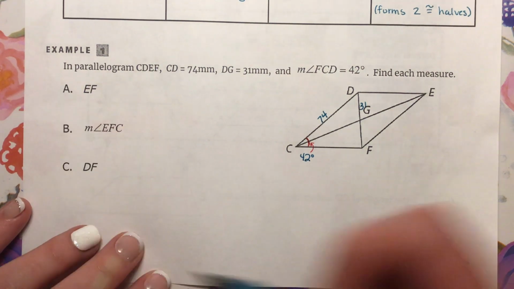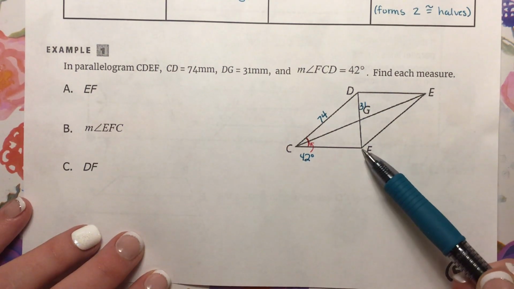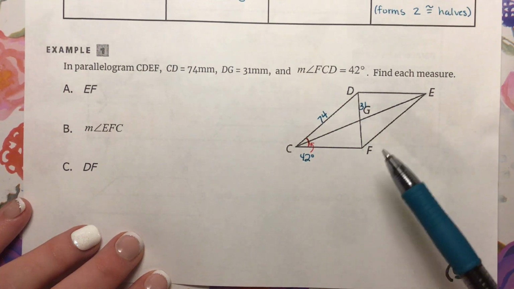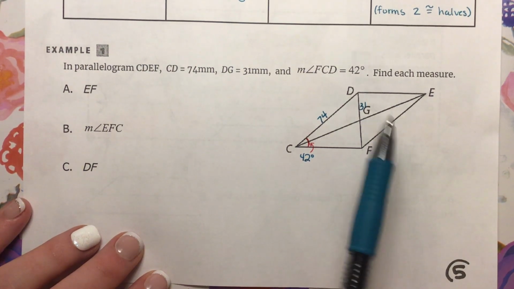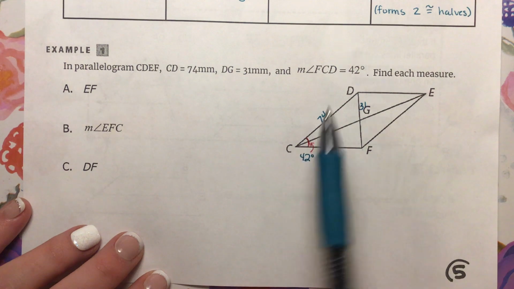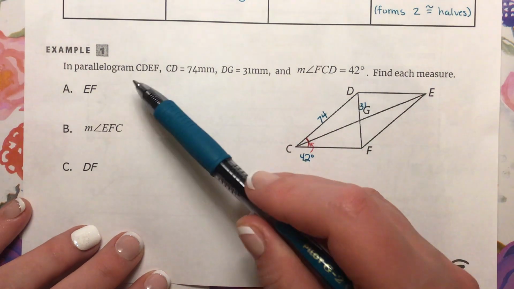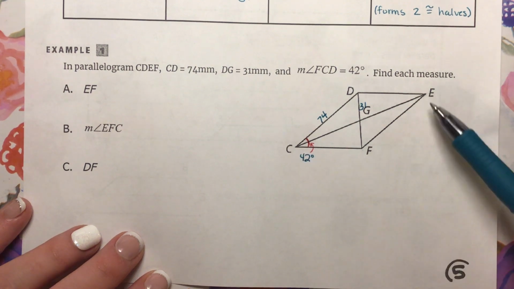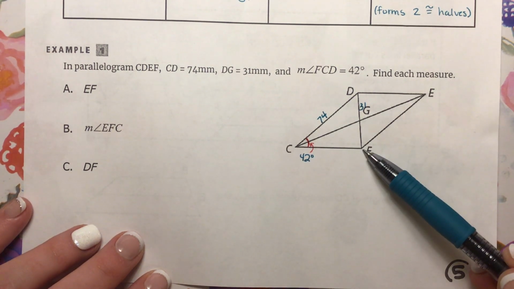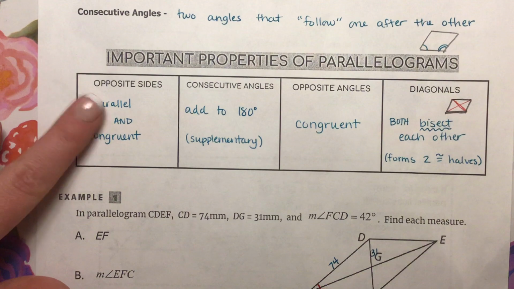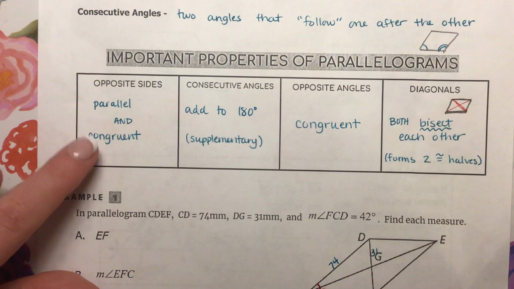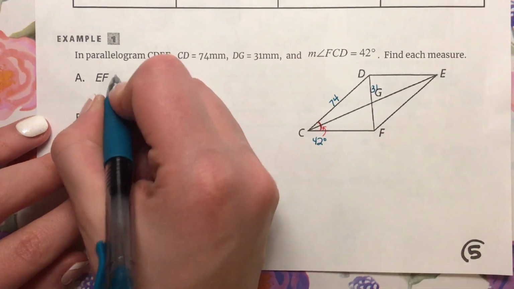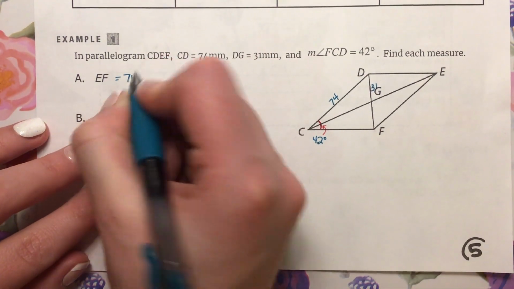So how far is it from E to F? Well, what I want you to notice here is that this is the opposite side from here. Now this is a parallelogram because we were told in the word problem. So from D to C is the opposite side from E to F. But we know something about opposite sides from our table. Opposite sides are congruent. So if from D to C is 74, then from E to F is also 74.